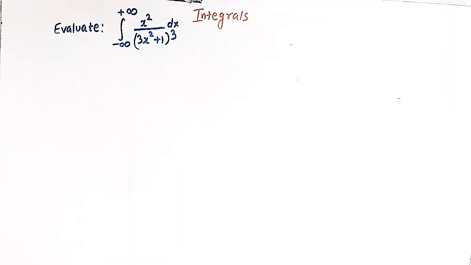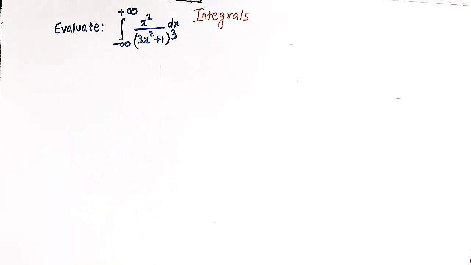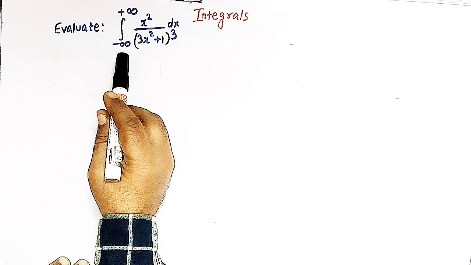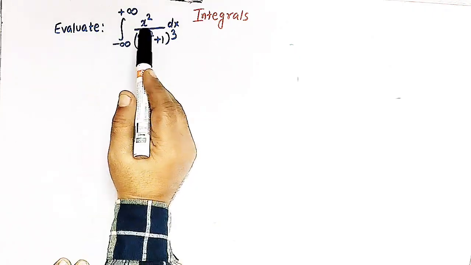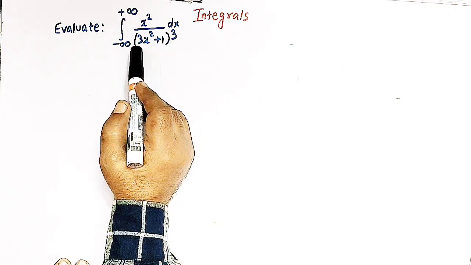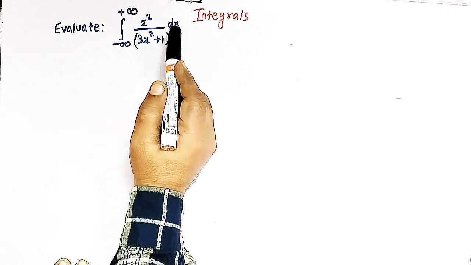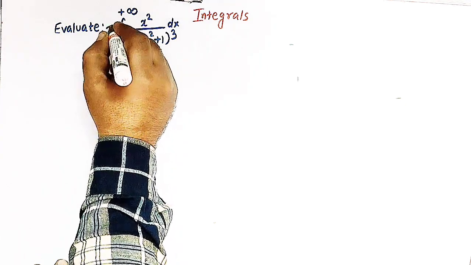Hello, viewers. In today's session, we are going to discuss another important and conceptual problem from integrals. In this class, we are going to evaluate this integral with the help of the concept of beta and gamma functions. Here we have to evaluate the integral from minus infinity to infinity of x square divided by (3x square plus 1) cube, dx. Let us call this integral I.